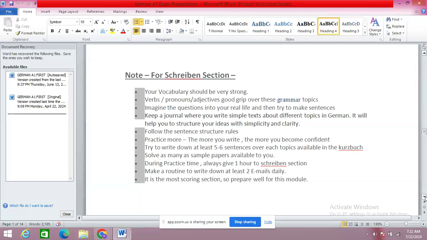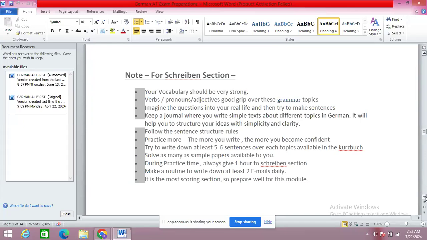Then follow the sentence structure rules. The more you write, the more confident you become. Schreiben depends totally on how much you are able to write. So try to write at least 5 to 6 sentences on each topic available in your course book. There are plenty of topics available in the course book. So take a topic and write down 6 statements for each topic to practice your Schreiben. Solve your previous sample papers also.